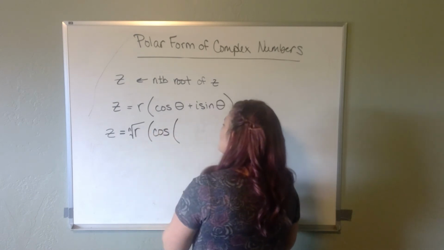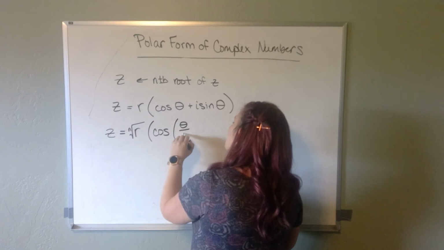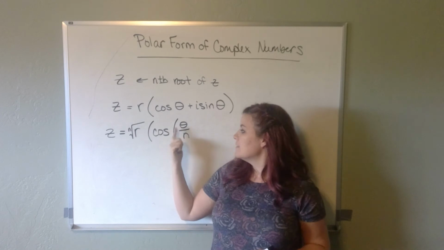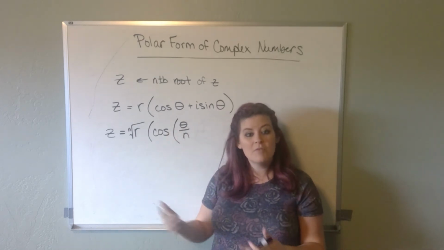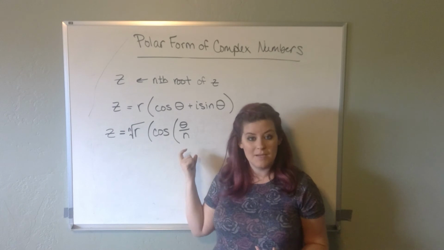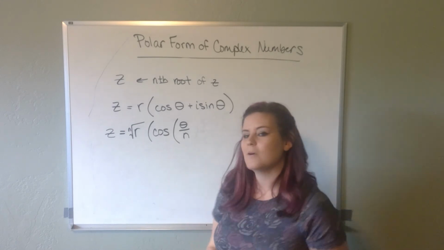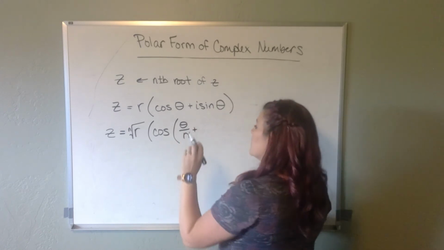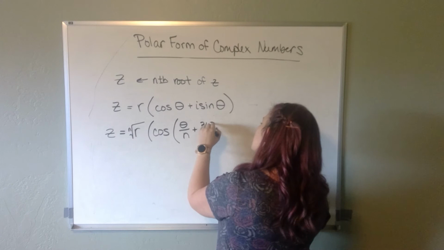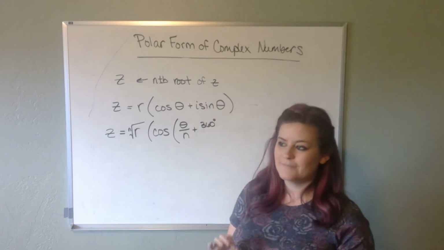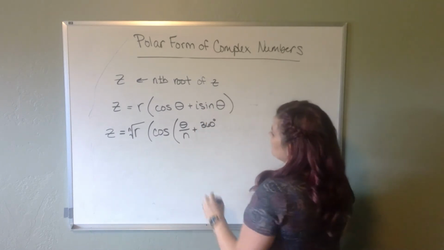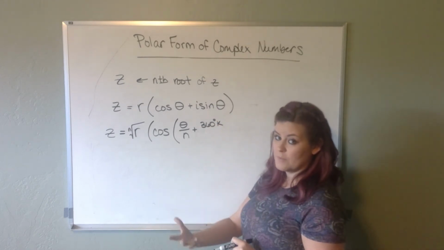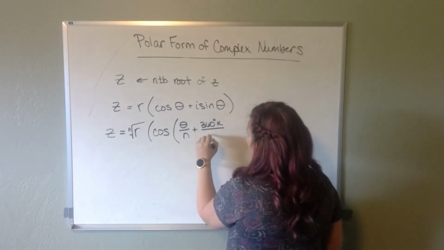I am going to have the cosine of theta over n. That makes sense to us. Remember when I took it to a power, I had n times theta. So you would assume if I'm taking a root that it's going to be divided by n. That makes sense, but then there's an extra little part. You have theta over n plus, and we're going to use degrees on these because we're not that cruel, so plus 360 degrees times a variable k, which I'll help explain in a minute, over n.